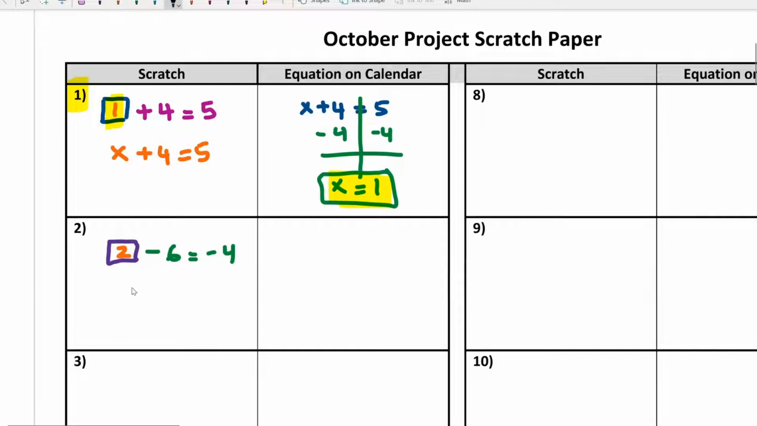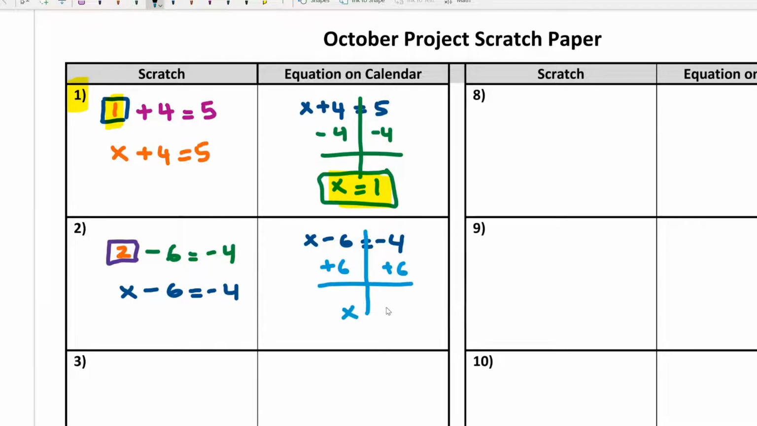Then you're going to replace your number by x. x minus 6 equal to negative 4. That is our equation: x minus 6 equal to negative 4. How do you solve for x? You're going to add 6 to both sides. That will be x equal to 2. And yes, that is our answer. We won that. x equal to 2 matches the date and the number in the box.